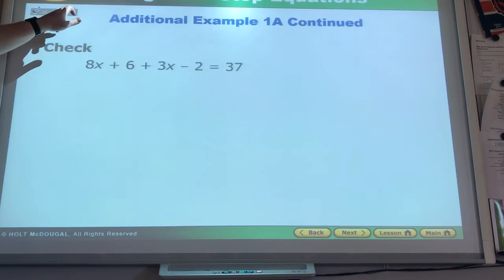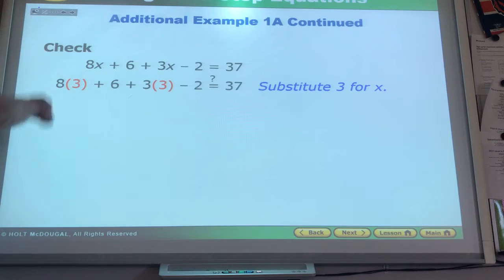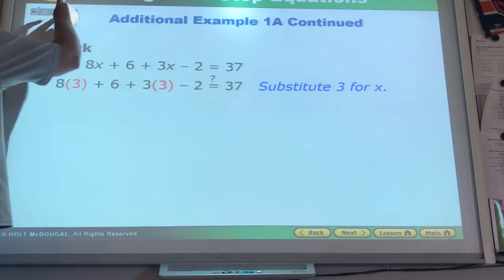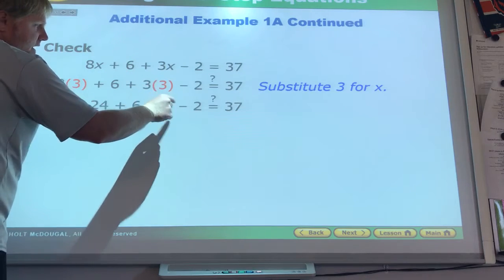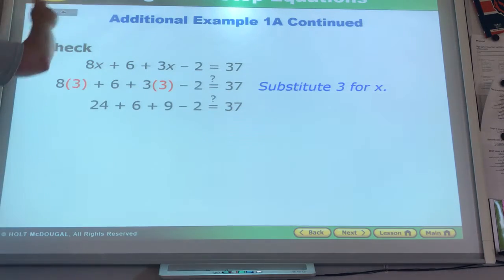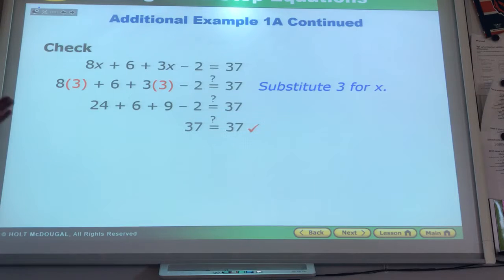We can check by putting it back in. X equals 3. So, when we put 3 back in where x is at, we get 24 plus the 6 plus 9 minus 2. That does equal 37, and it checks out good.